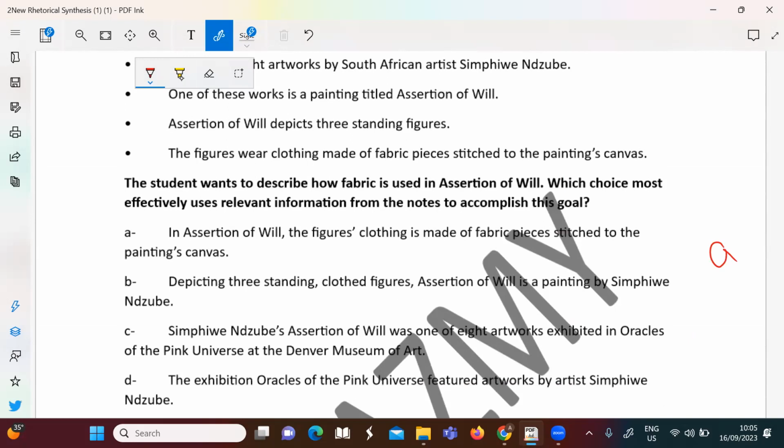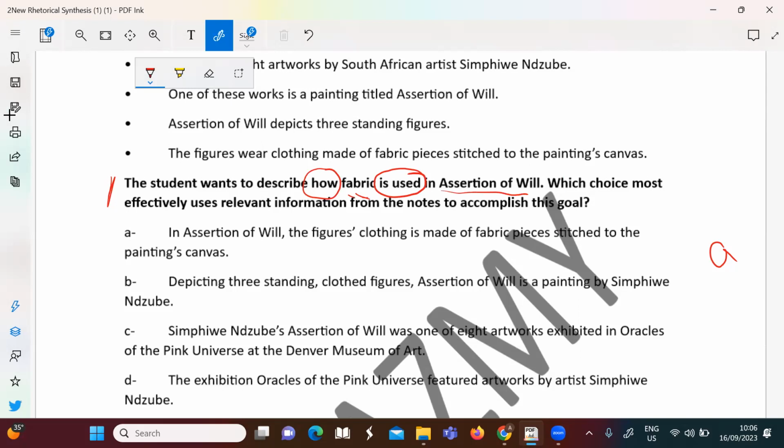I need you to analyze the stem of the question, or the prompt of the question. The student wants to describe how fabric is used in Assertion of Will. Okay, analyze the keywords. British clothing is made of fabric pieces stitched and painting. I know the keywords in the prompt: how fabric is used. How, it's the way. Fabric is used in Assertion of Will, it's the how.